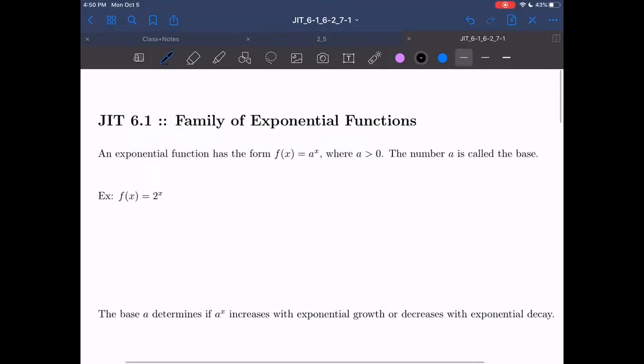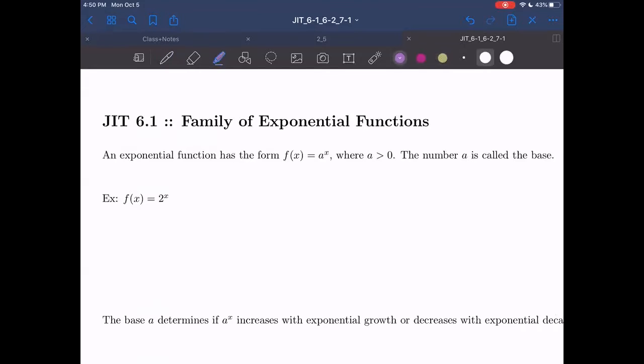So exponential functions have this form, f of x is equal to a to the x, where a has to be a number bigger than 0. Okay, any number bigger than 0. And a is called the base.